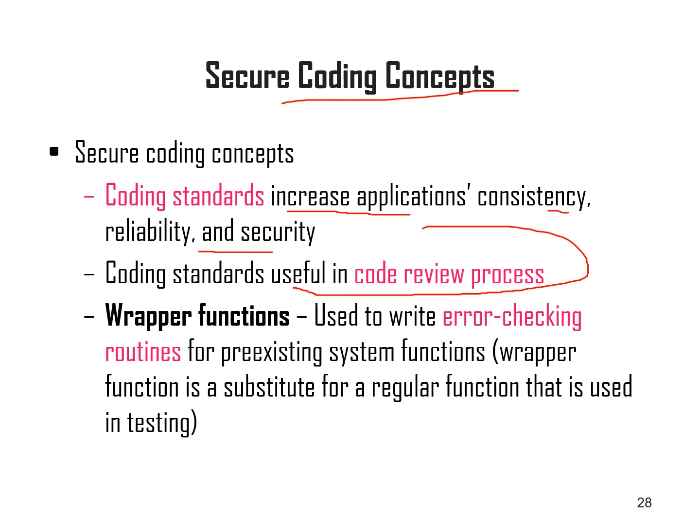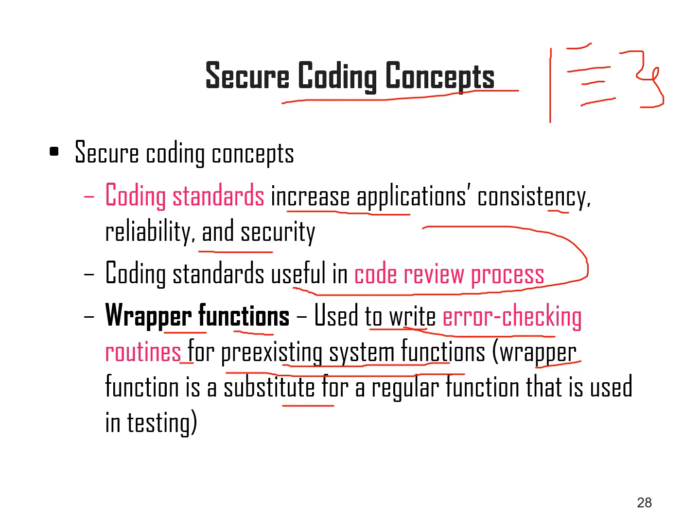So what is meant by wrapper function here? It is used to write error checking routines for a pre-existing system function. Your software is nothing but lines of code, right? So for every function I have to write a routine that will check the error. That is what they are telling here about the wrapper function. A wrapper function is a substitute for a regular function that is being used in testing. So for every function I have to write error checking routines.